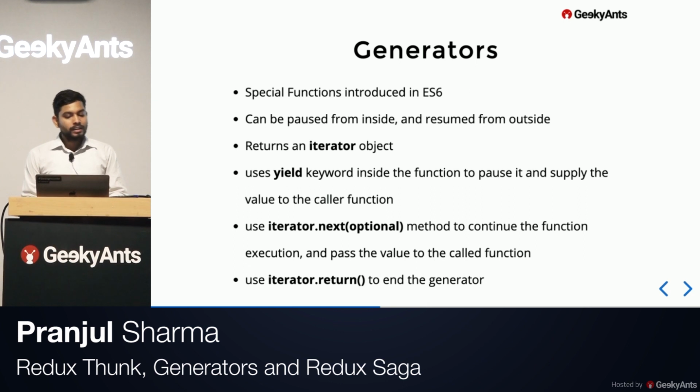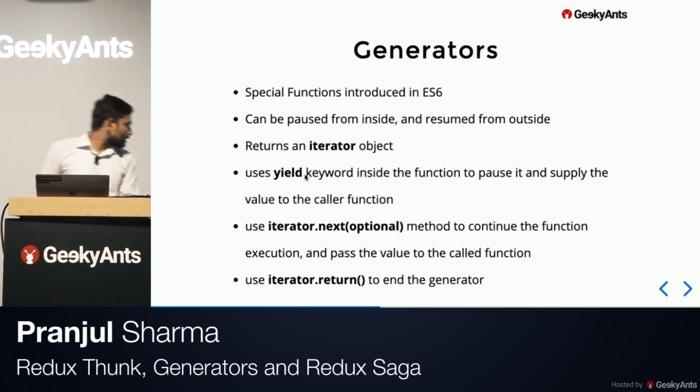When we call a generator function, it returns an iterator object using which we start the execution of the function or resume it in between. The yield keyword is used to pause the function from the inside, and if we want to supply some value to the caller function, we can pass it through yield. It returns a value in the form of an object where the value is mapped to the value key, and there is also another key called done that specifies whether the generator function has finished or not.